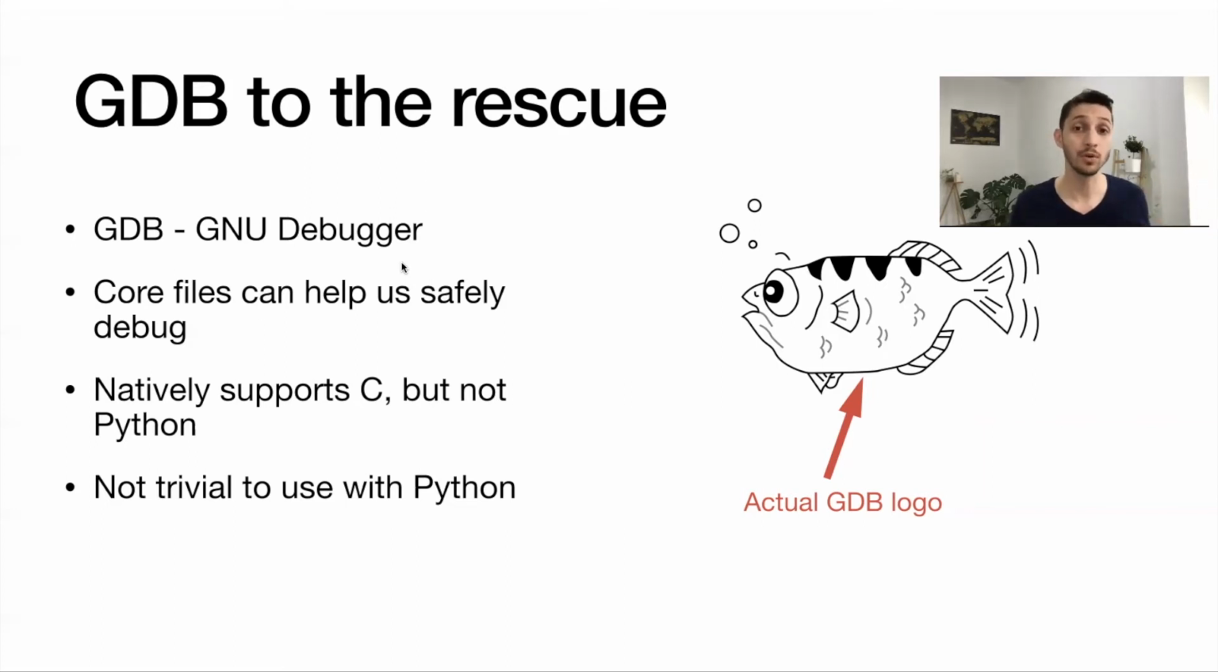It natively supports C, C++, and other low-level languages, not Python. So the actual code that we will see today, if we take the process and try to debug it with GDB, will actually be the interpreter's C code and not Python. But it is possible to extend GDB with Python and make sure that GDB is aware of the Python interpreter and see actual Python code, but it's not that trivial.